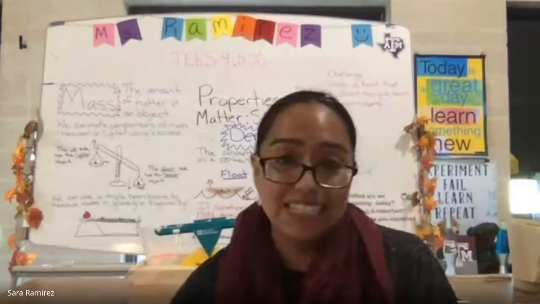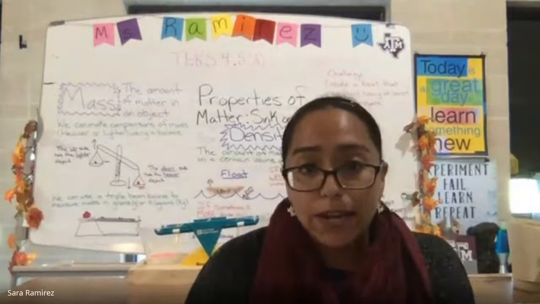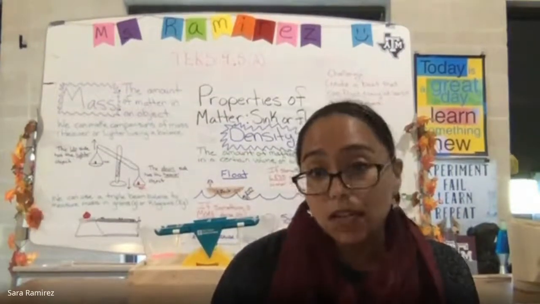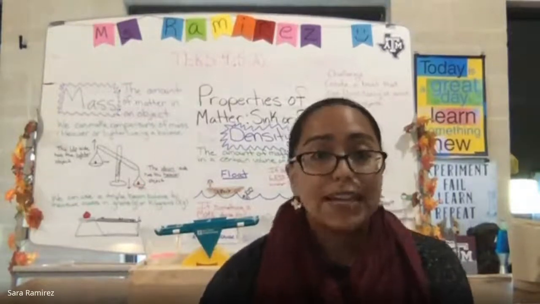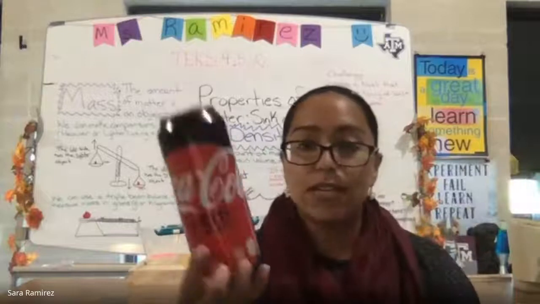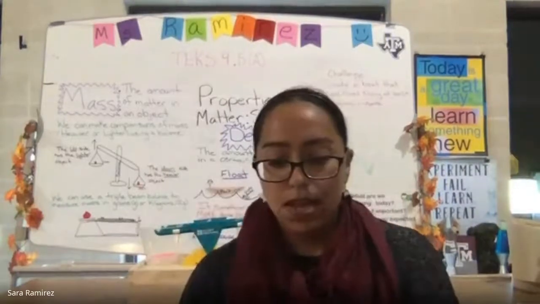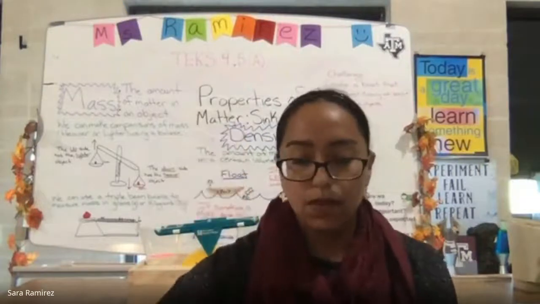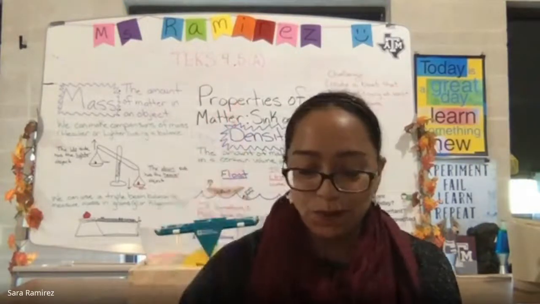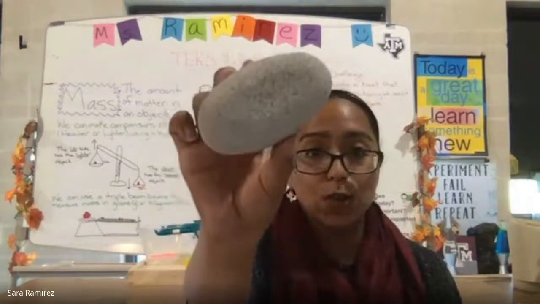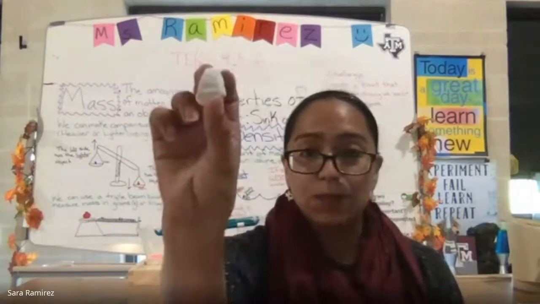So to do our next experiment, we're going to look at a variety of different objects, and I'm going to have you make a prediction on which ones you think will sink and which ones you think will float and why. So the objects that we're going to test today, we have an empty Coke can, a piece of wood, a ping pong ball, the same wax candle from before, a bead, a pumice stone, and a limestone rock.